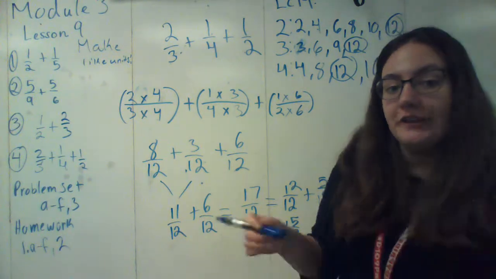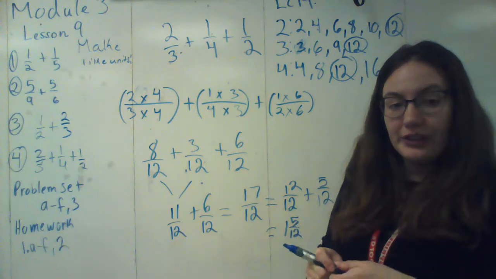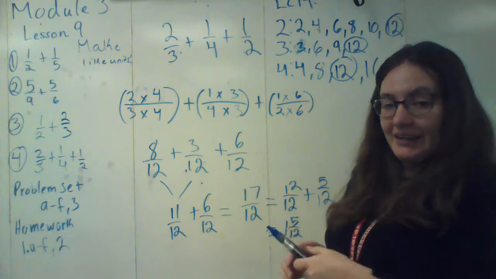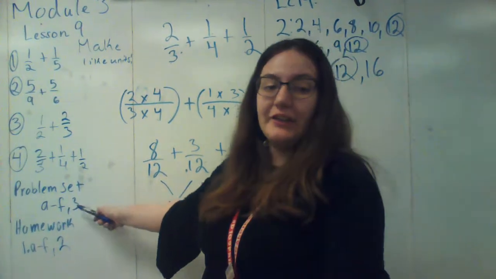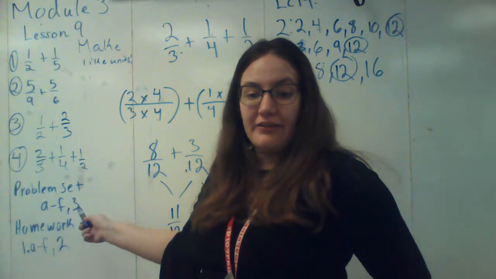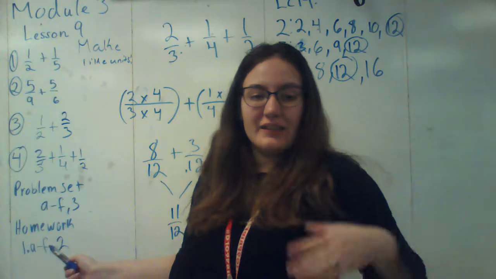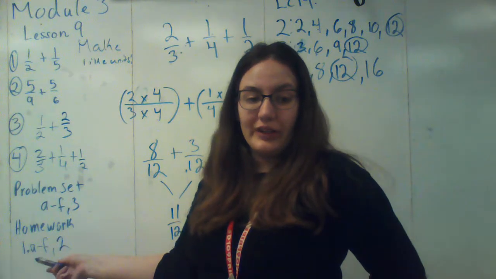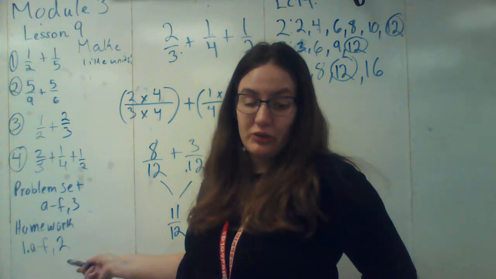Remember, if you need help, you can always come to the back table and do a small group with me because this is kind of a newer concept for you, but continue working at it and trying your best. For your problem set today, you're going to be doing problems A through F, and then word problem number 3. And then for your homework tonight, it's pretty similar. You're going to be doing number 1, A through F, and then number 2, word problem number 2.